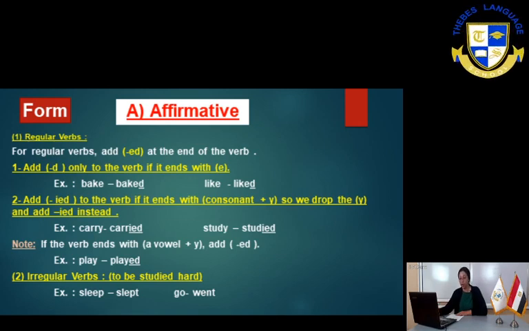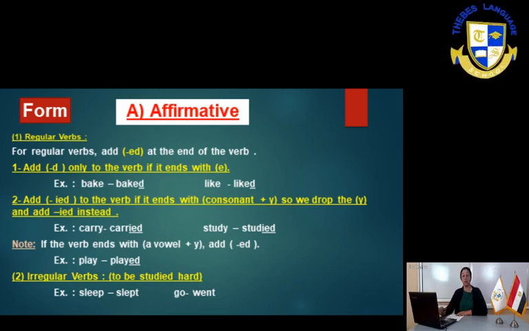Now note, if the verb ends with a vowel plus y, like play, what are we going to do? Okay. We're not going to do anything. We are going to add only ed to the end of the verb. So play is going to be played.